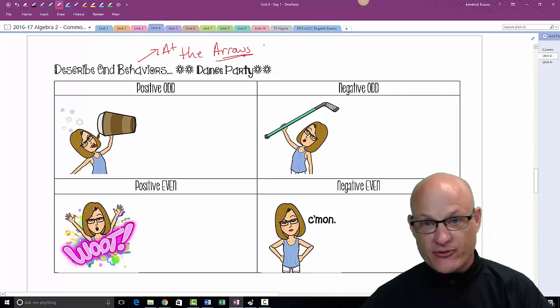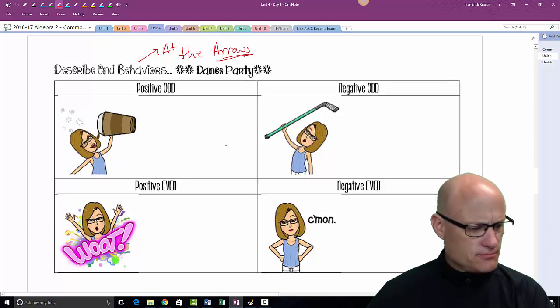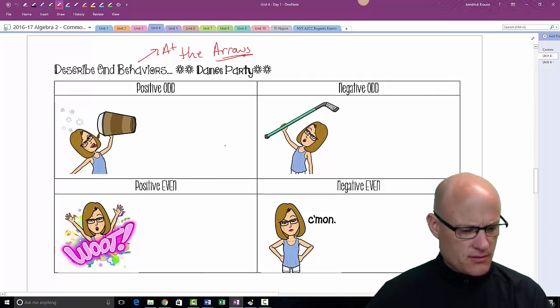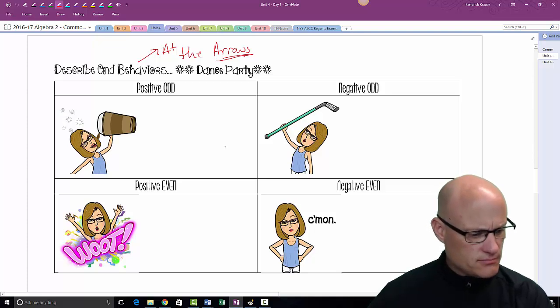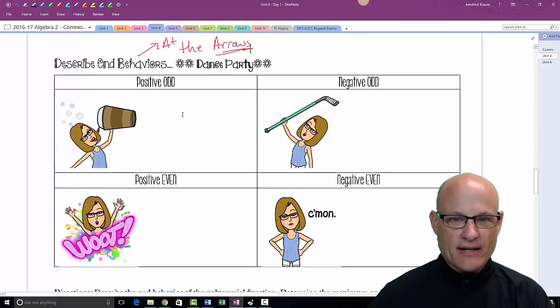Or as it goes to the left and as it goes to the right, what happens? So, positive, oh, sorry. I missed a word. I didn't see the word odd. It was driving me crazy.